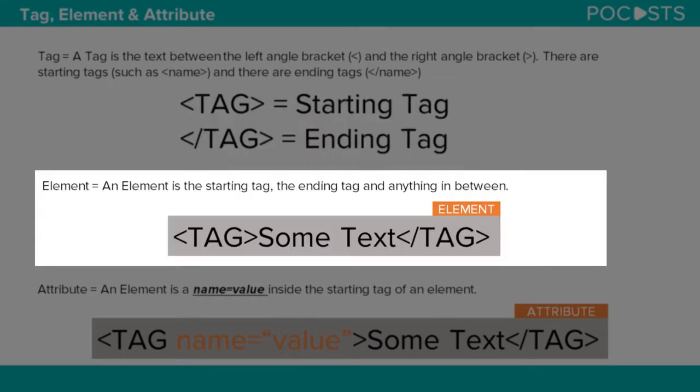An element is a starting tag, an ending tag, and anything in between. So when you say name is an element, you're actually referring to name as a starting tag, some text, and name as an ending tag. So next time when I'm referring to an element, I'm referring to the starting tag, text, and ending tag.